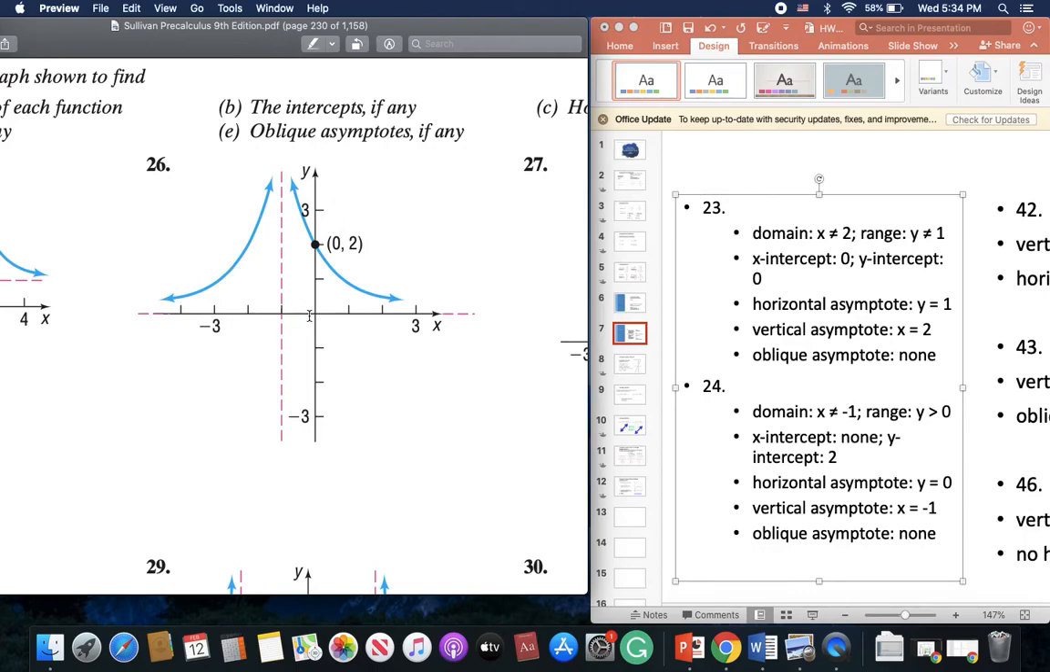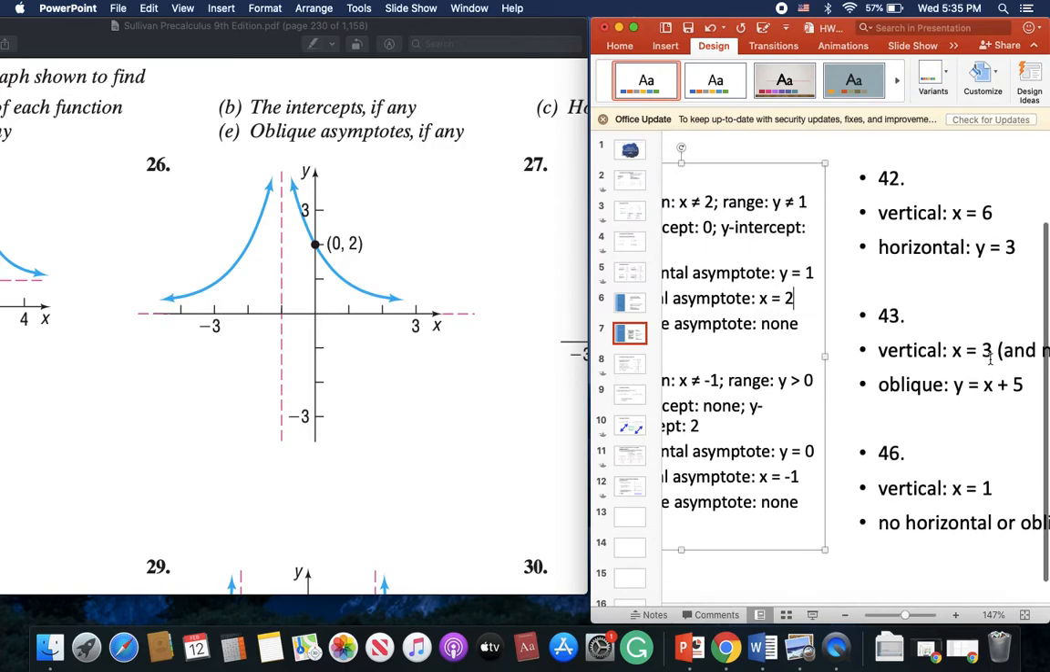What is the x-intercept? There is no x-intercept in this graph. What is the y-intercept? The y-intercept is this one, (0, 2). Then what is the horizontal asymptote? The horizontal asymptote is this one, y equals 0. What is the vertical asymptote? The vertical asymptote is this one, x equals -1. Then we have got problems 42, 43. We have got some graphs here.